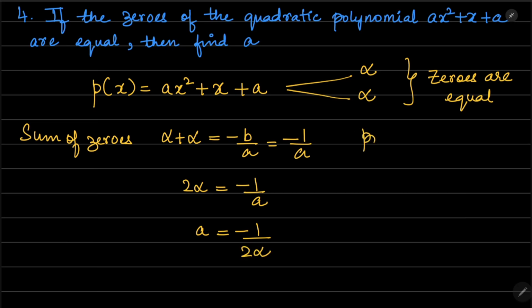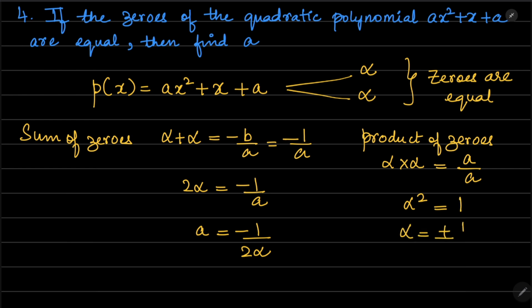What is the product of the zeros? So you have alpha multiplied by alpha is equal to c by a. What is c here? c is also a itself. So you have a by a. So alpha square equal to 1. When you take the square root, always remember to write plus or minus square root of 1. That is nothing but plus or minus 1. So alpha is nothing but plus or minus 1.